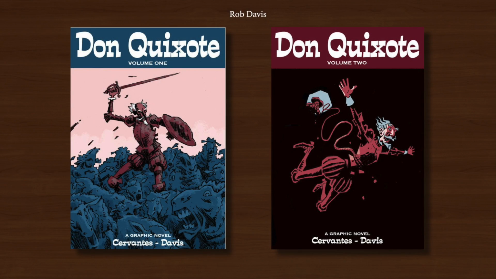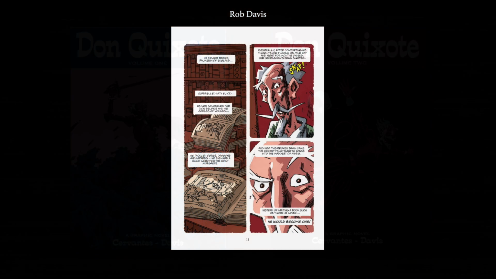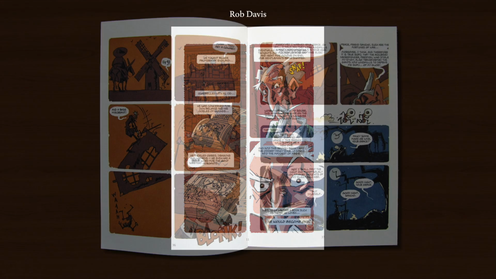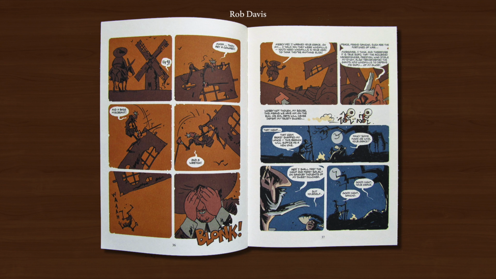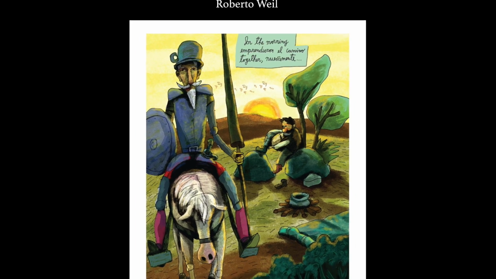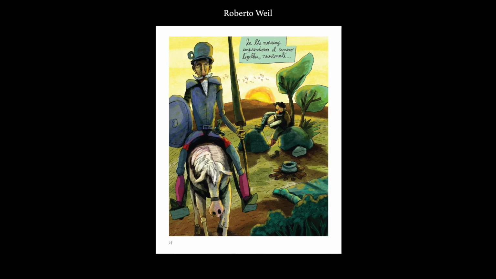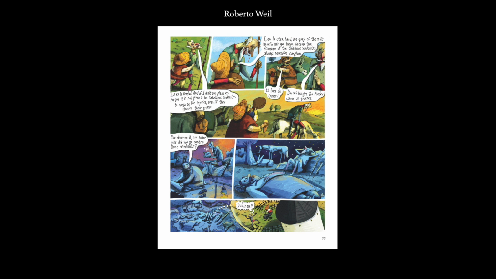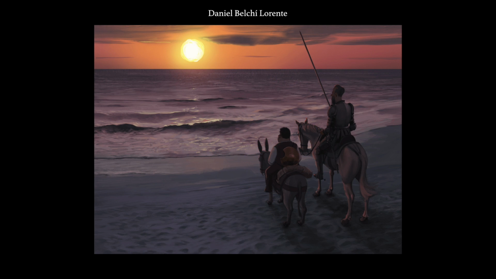Also in 2011, Rob Davis published his globally popular 2-volume graphic novelisation of the story, featuring many dynamic pages using particularly well-chosen colour palettes. And to draw this video to its conclusion, here are two remarkably dissimilar interpretations from 2018. In that year, Venezuelan Roberto Weil produced an agreeably offbeat and distinctive version using a comic strip format. And Spanish digital illustrator Daniel Belchi Lorente created a more traditionally representational but highly atmospheric series for an edition in China.